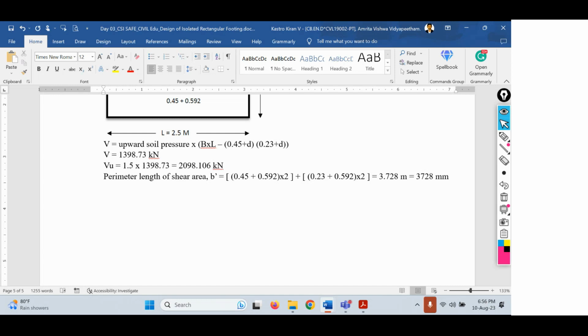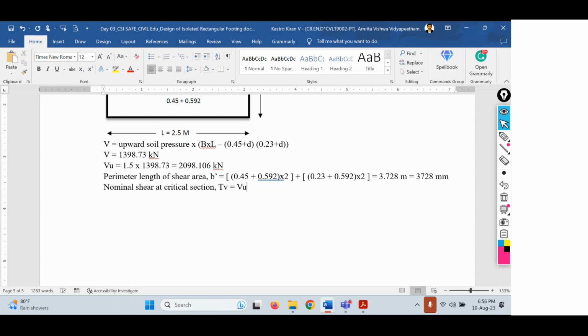So why are we calculating this perimeter? Because we have to calculate the nominal shear at critical section. So let me write that. Nominal shear at critical section. I'll call it tau V.